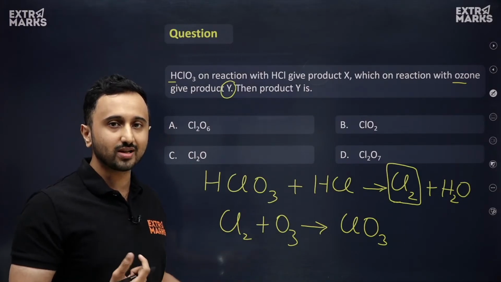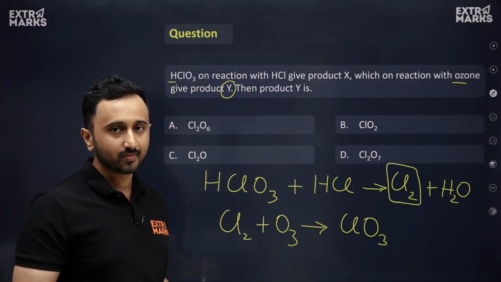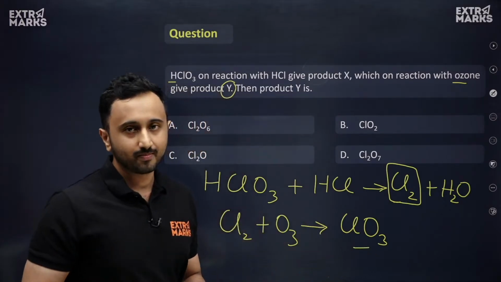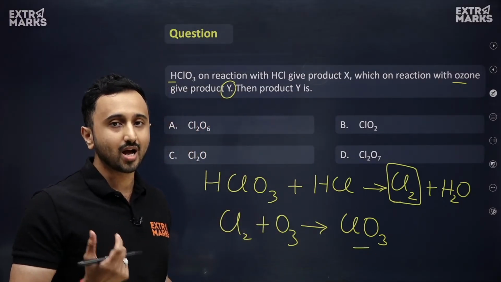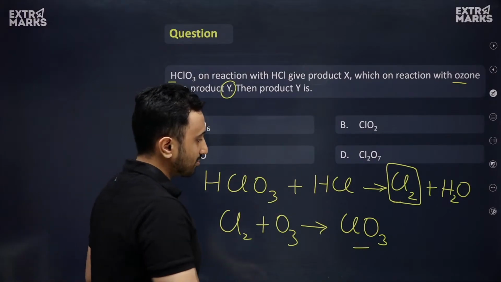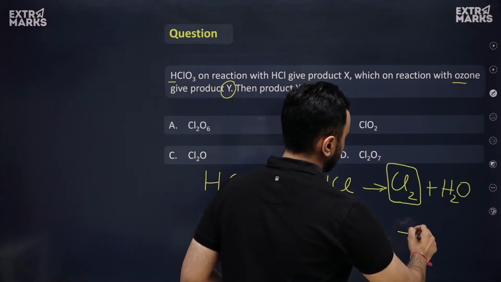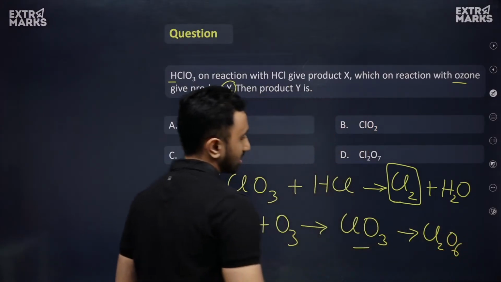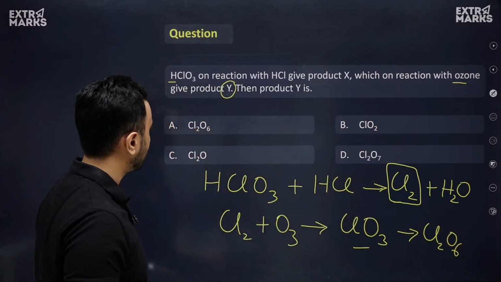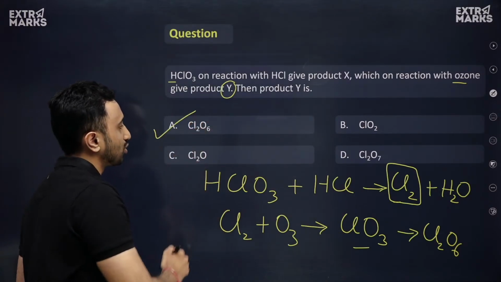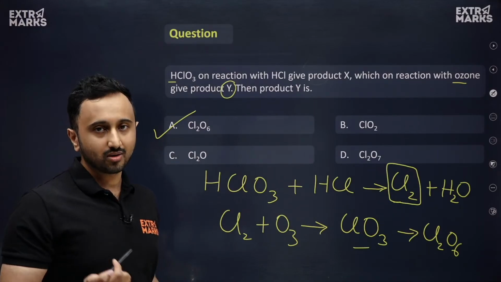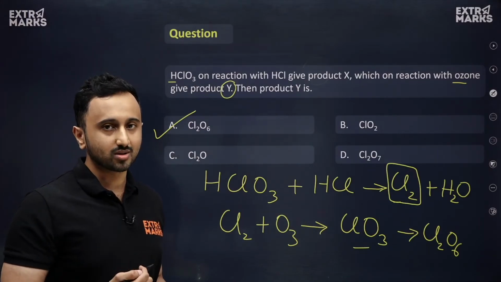That means it is not very stable. So what will happen? Once you have this ClO3, it will combine with itself to form a dimer. So the dimer of ClO3 will be Cl2O6. And that is why the correct option would be this one, Cl2O6, option A, right? Another very easy question from inorganic chemistry.